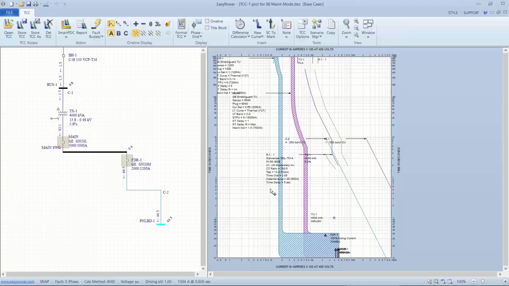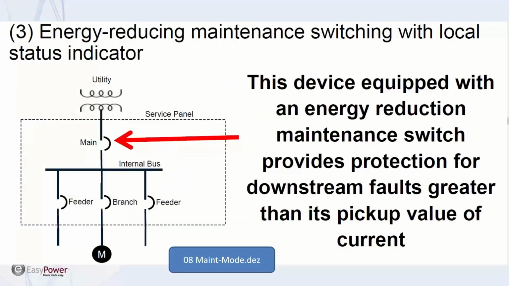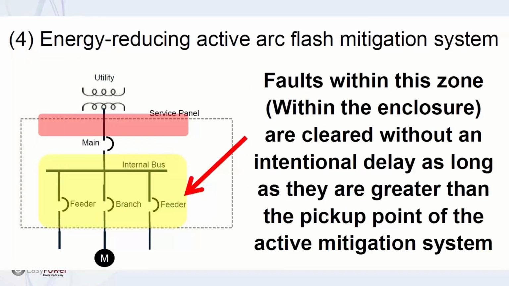The disadvantage is we get the response from the main as well, and so it could end up being a race between which one trips first, and the only downside is we've lost coordination at the same time. Now the good news is there's the potential for retrofitting some of the trip units that have these capabilities in them. So then there's the potential for using an energy reducing active arc flash mitigation system.